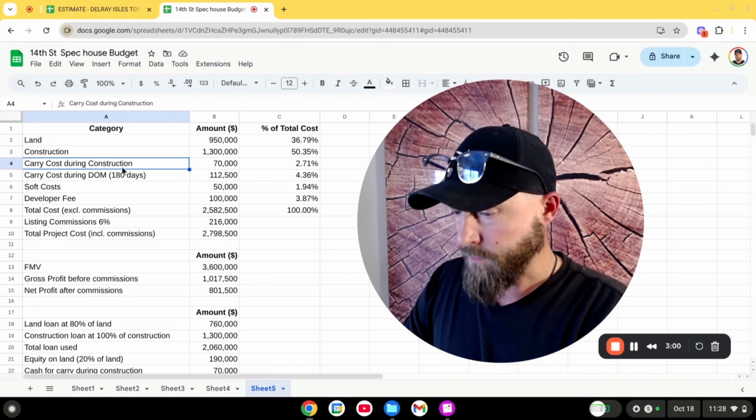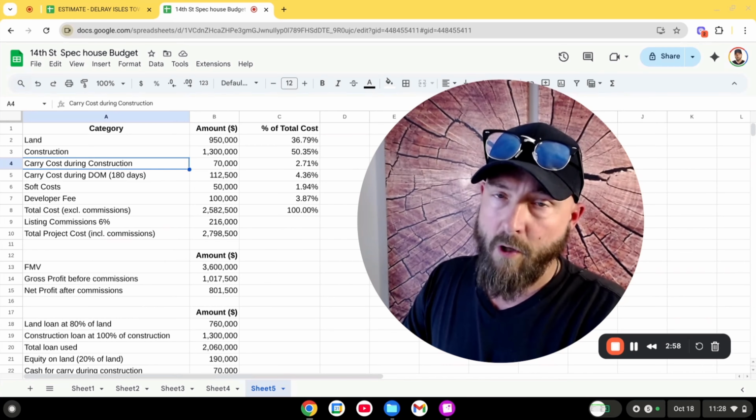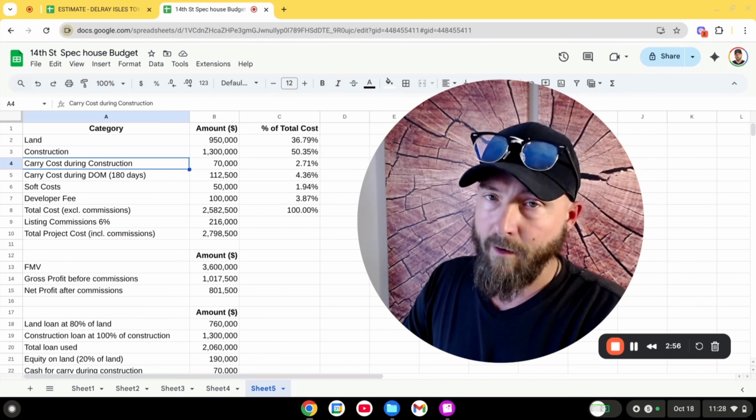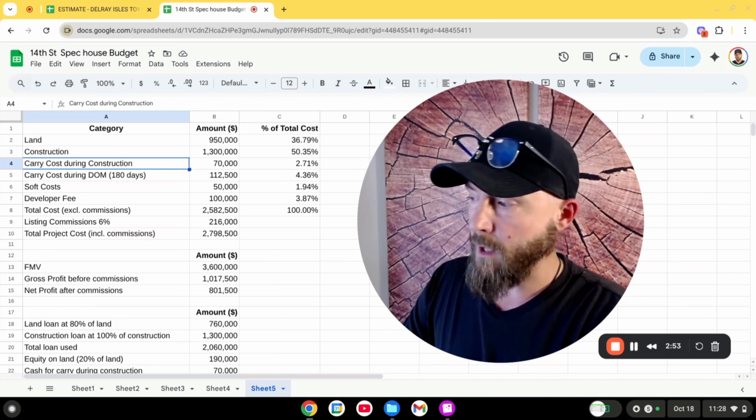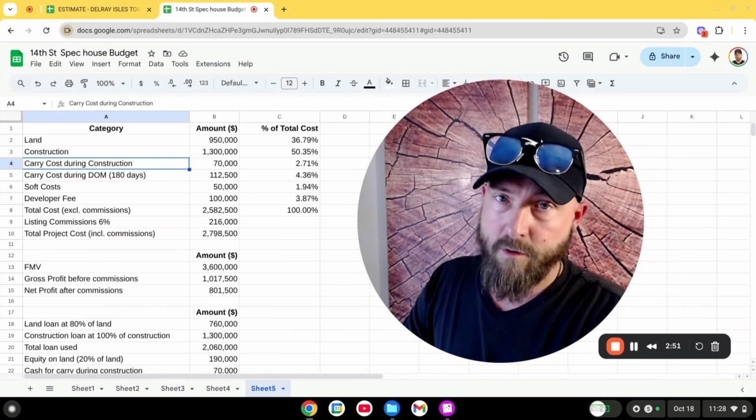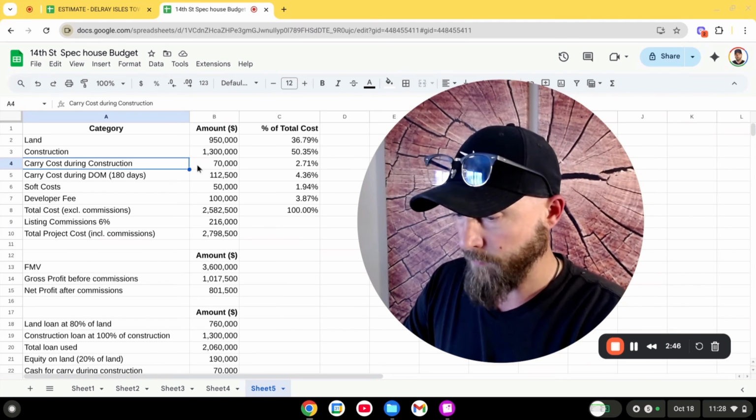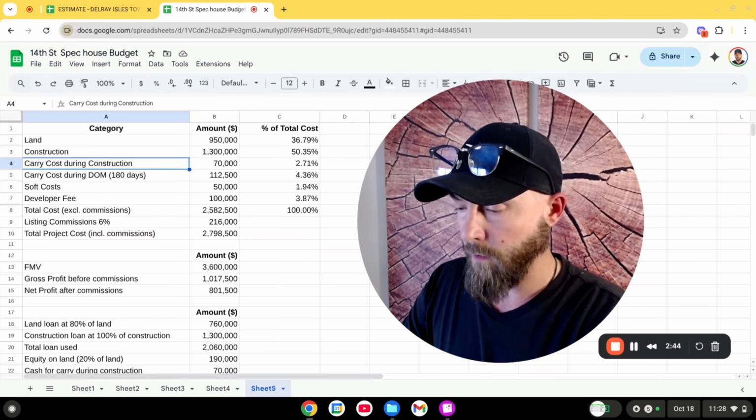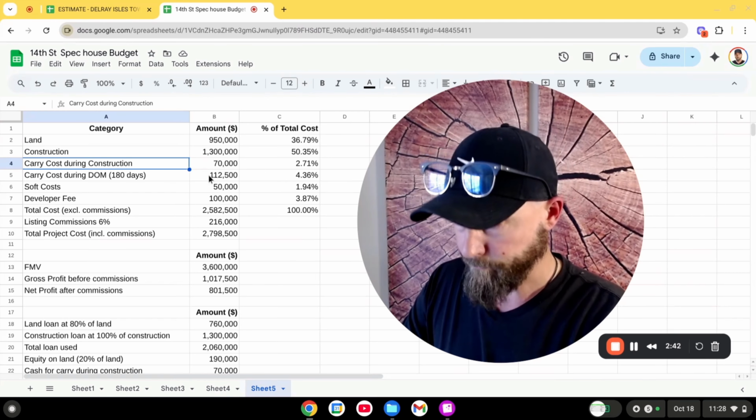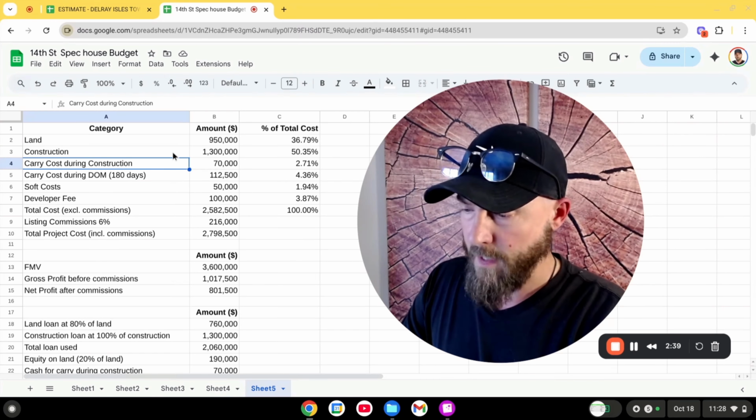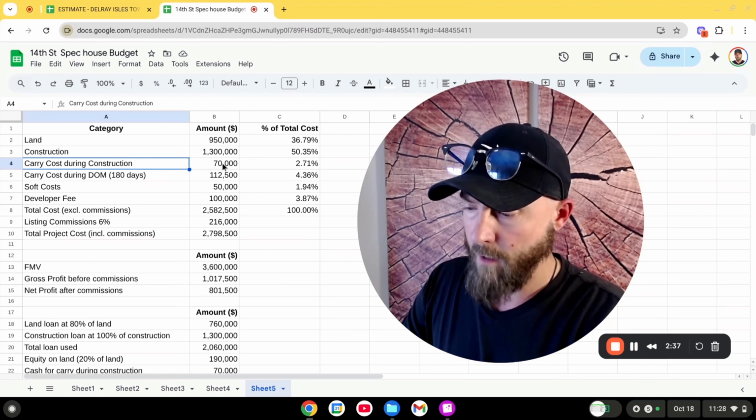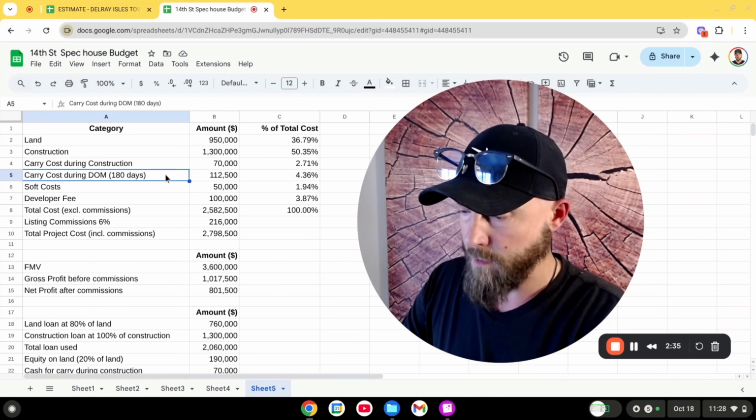Here's our carry cost during construction. So during construction, because you don't take all the money at once, but the draws down incrementally, you're not paying interest on 100% of the money that you're borrowing. So this carry is also going to include your builder's insurance. It includes interest payments. And then this is a 12-month period of time that I have built into this because that's how long construction is. This is a bigger single-family home.